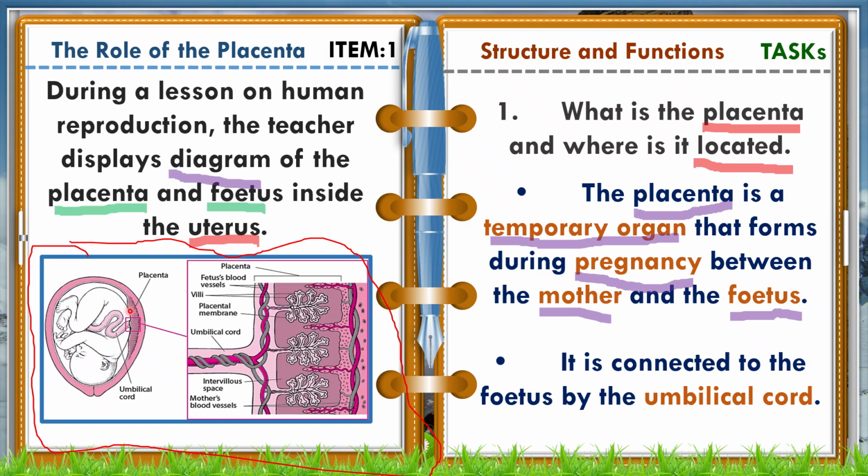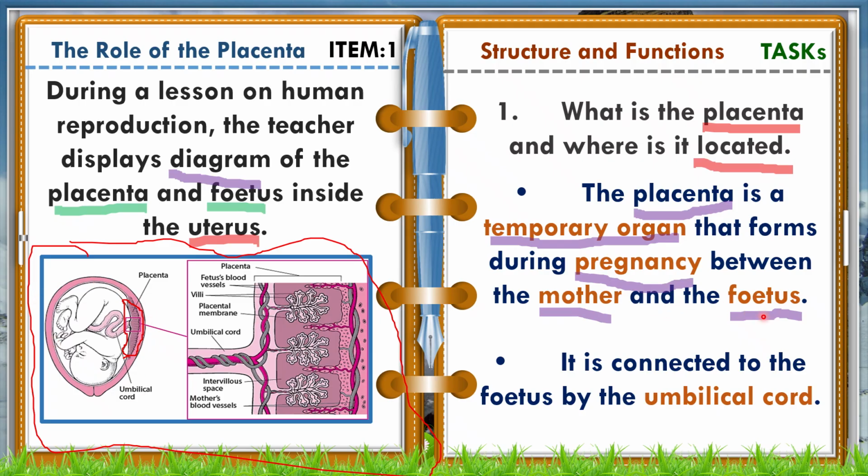And that temporary organ is this part that you are seeing here. Let me try to outline it for you. That temporary organ there is what we are referring to as a placenta. It is just a temporary organ and it forms only during pregnancy. And it is between the mother, and when we say the mother, this outline layer is what we are calling the uterus. This is part of the mother's body.